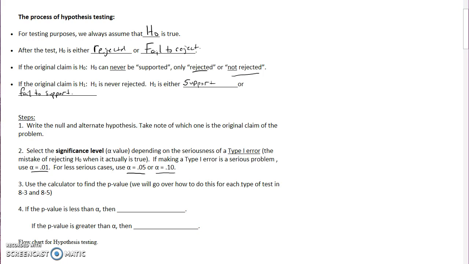It says use the calculator to find the p-value. In this case, we'll actually use Excel to find the p-value. We're going to go over how to do this for each type of test in the next two sections. If the p-value is less than alpha, then we will reject H0. Depending on the conclusion, we will either reject or support the claim. If the p-value is greater than alpha, then we will fail to reject H0.